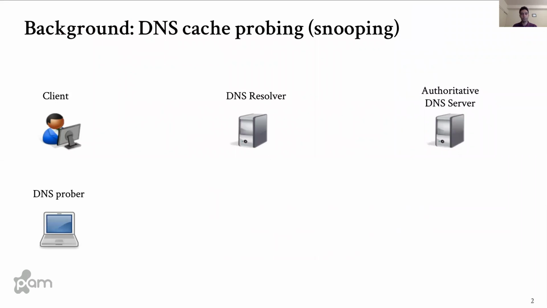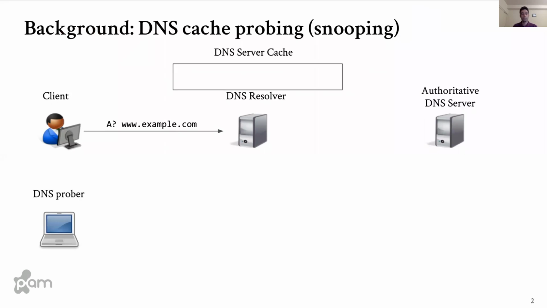Before getting started, let's review what DNS cache probing is. We know that the DNS protocol is used to resolve domain names to IP addresses. So when a client sends a query for example.com to a recursive resolver, the resolver first checks whether it has the record cached. If the record is not cached, it then contacts the root and then .com, and finally contacts the authoritative name server for example.com to obtain the IP address.